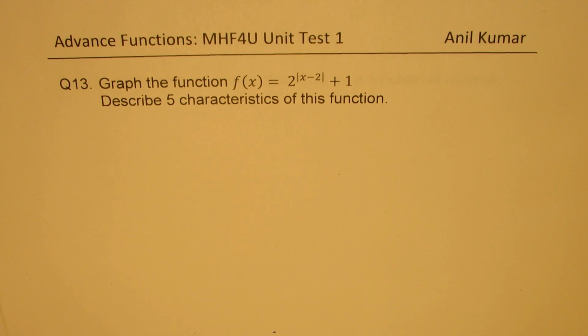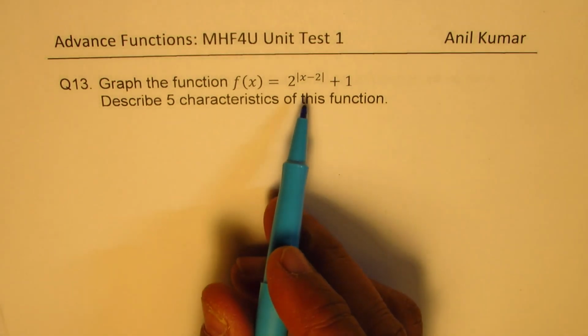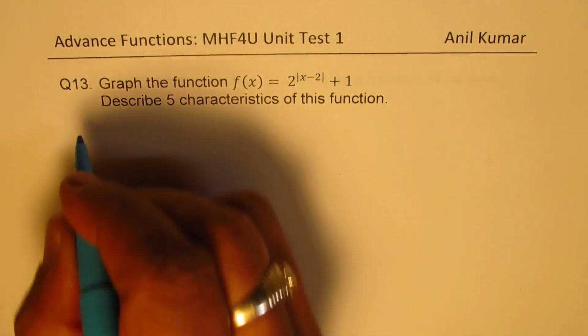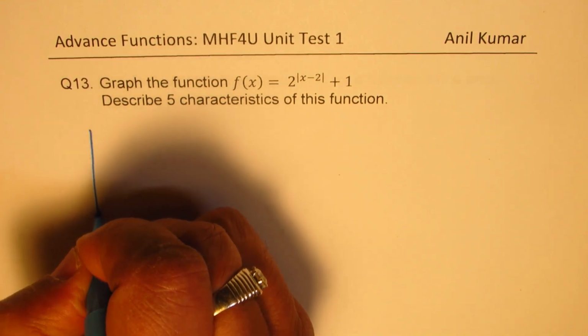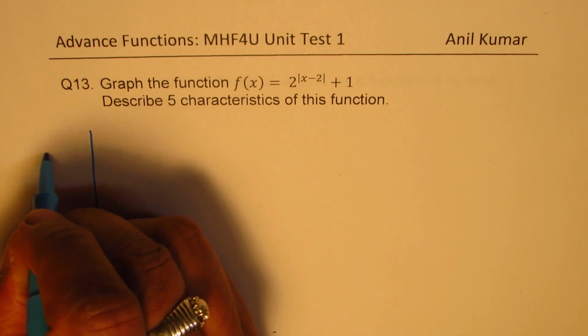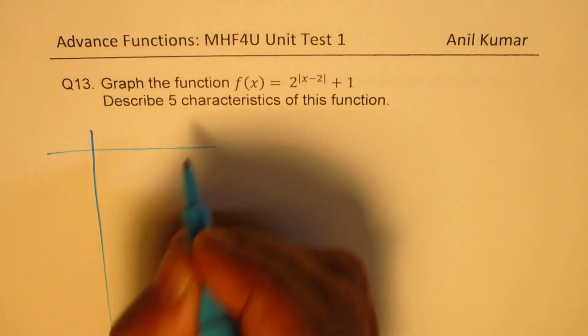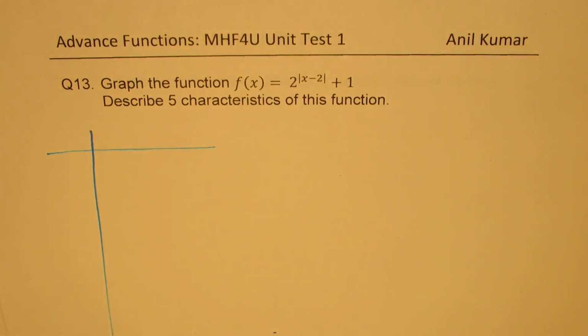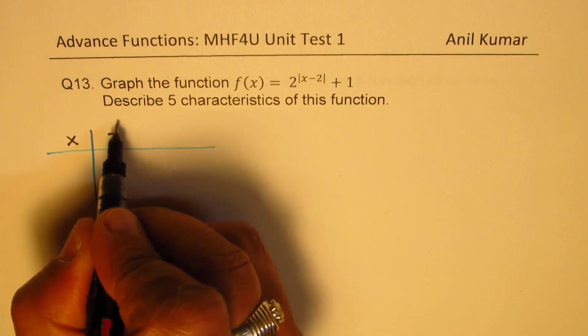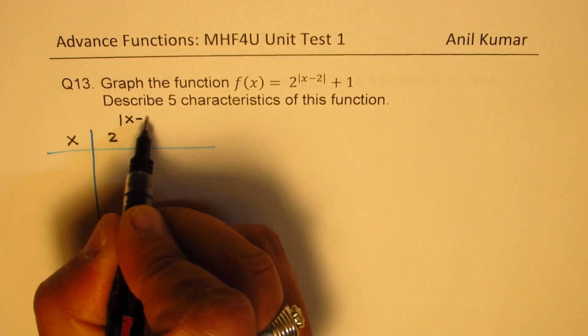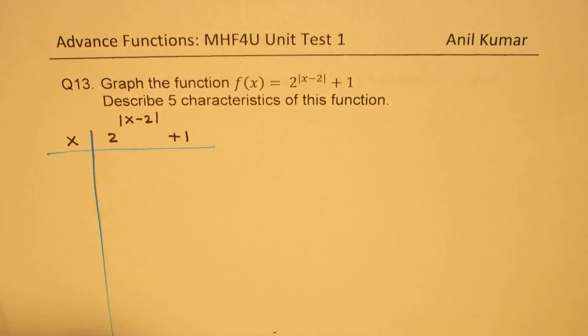Now in such questions, I'll prefer that you create some table of values, right? So let's make a table of values here. So we'll have different values of x, and for that we are going to calculate the y values. So let's take some x values, and for each x value we'll calculate what is 2 to the power of absolute value of x minus 2, plus 1, correct?